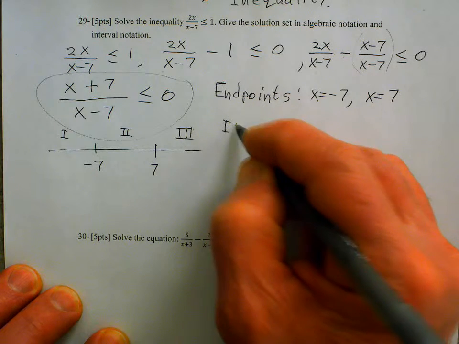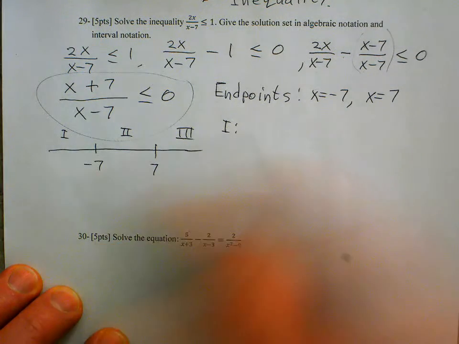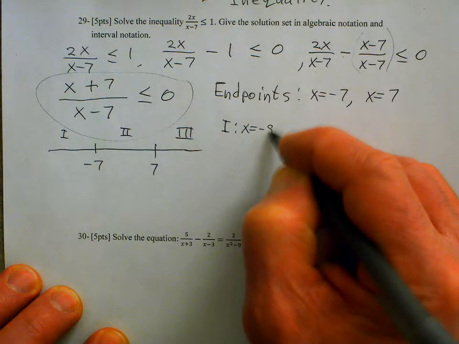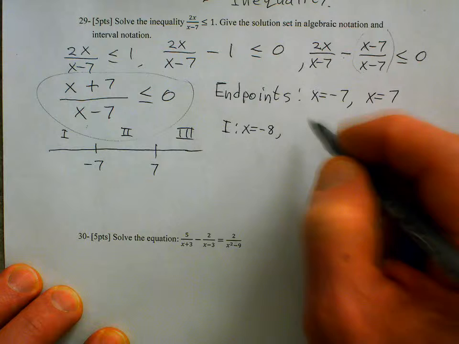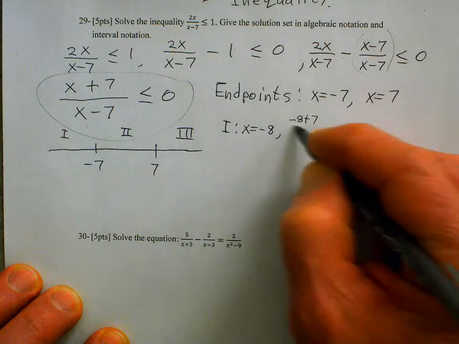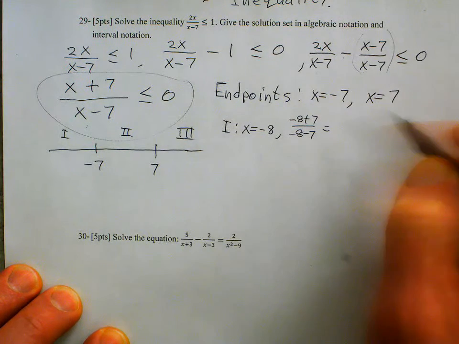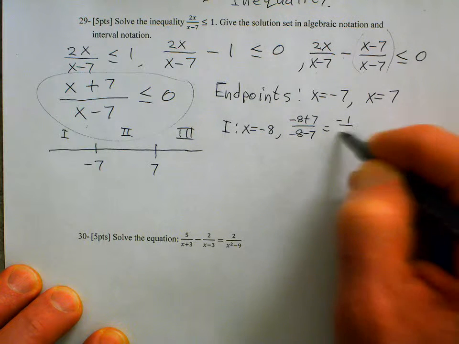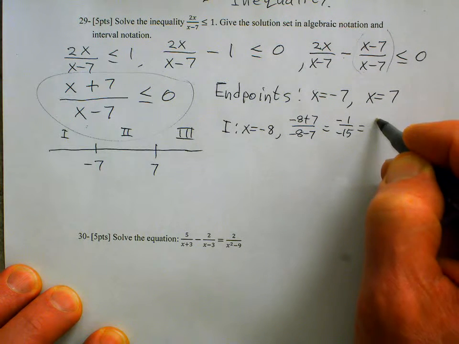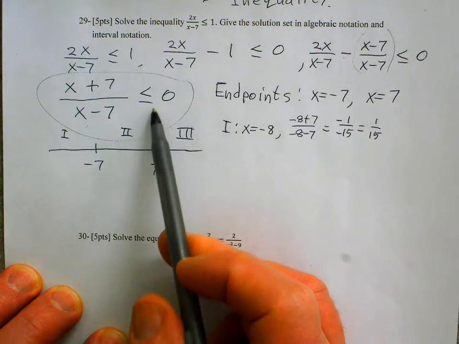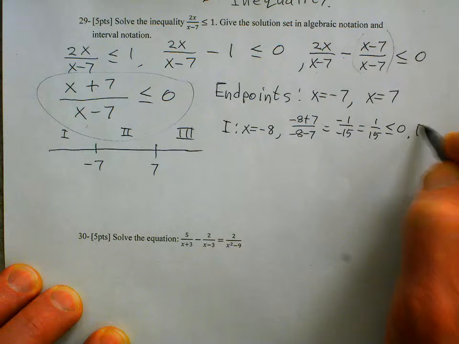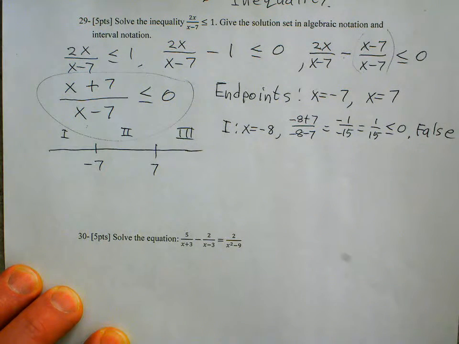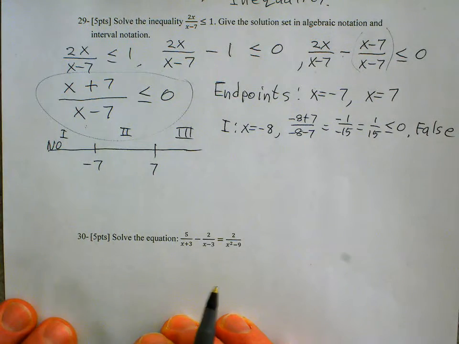Pick a test point from each interval. From the first interval on the left, we can pick x to be -8. And then in the inequality, replace every x with -8. So (-8 + 7)/(-8 - 7). This is -1/-15, which is +1/15. The inequality, though, is less than or equal to 0. And this inequality is false. So that means none of the numbers from -infinity to -7 are solutions.